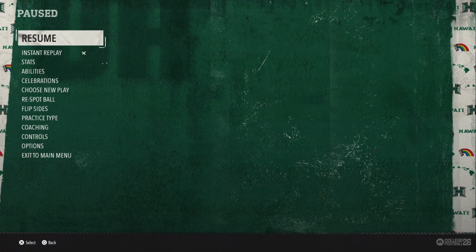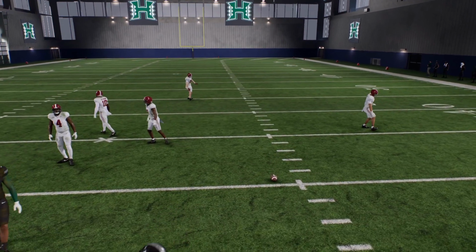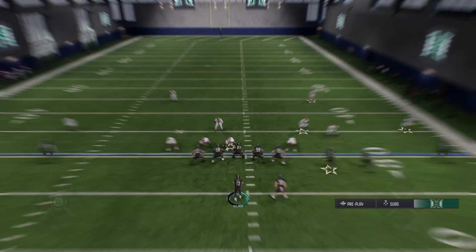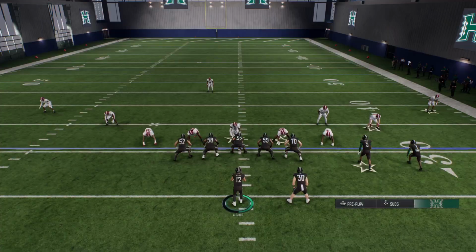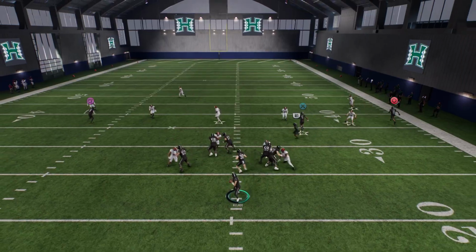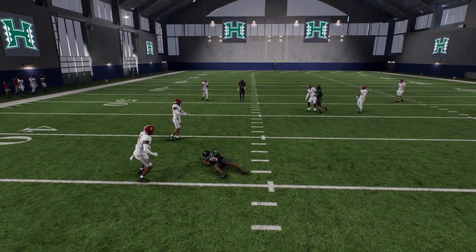Right. Let's go to the other side. Let's just make sure that everything plays the same on both sides, because the hash, whether y'all know it or not, hash marks play a big role in how the coverage is being played in this game. Big role.